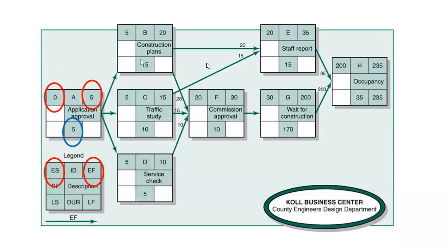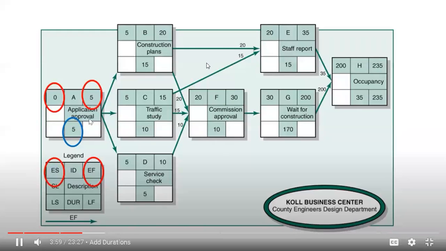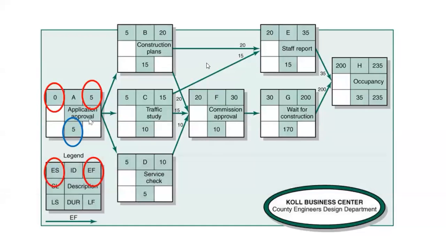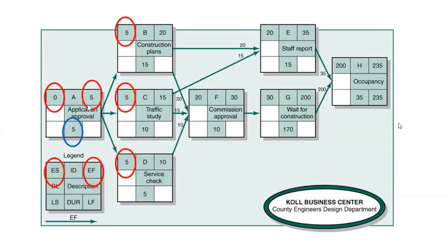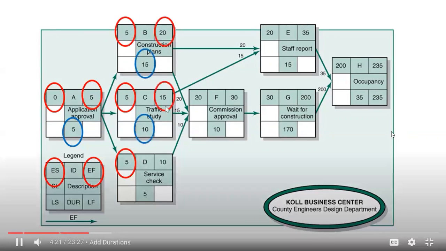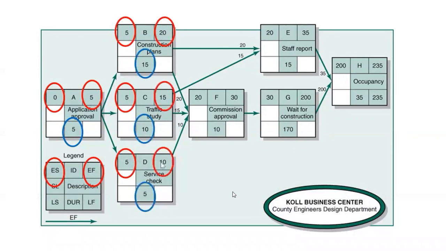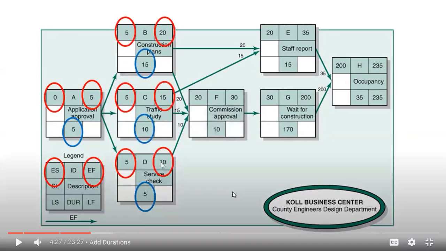Now B, C and D are all related to A. A is a predecessor to those three, so we need to take 5 all the way through to these 3 activities. So it's telling us the earliest day we can start these activities is on day 5 because A has to be completed. Up the top, 5 plus 15 is 20 for B, 5 plus 10 is 15 for C, and 5 plus 5 is 10 for D. So, all right, everybody understand so far?